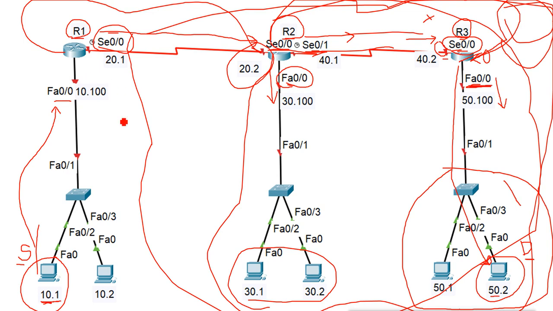Now if I apply the list on this interface, what happens? The whole world for this 10.1 will be blocked. That means it cannot go outside of this network. It will always remain in this network. Whenever it tries to go out and enter the FastEthernet port, it will be denied. It will not access 50, it will not access 30, it will not access 40, it will not access 20 or any other network. So the whole world will be blocked for this 10.1.